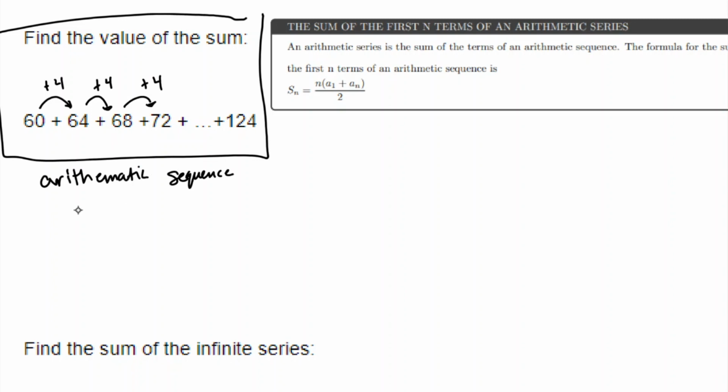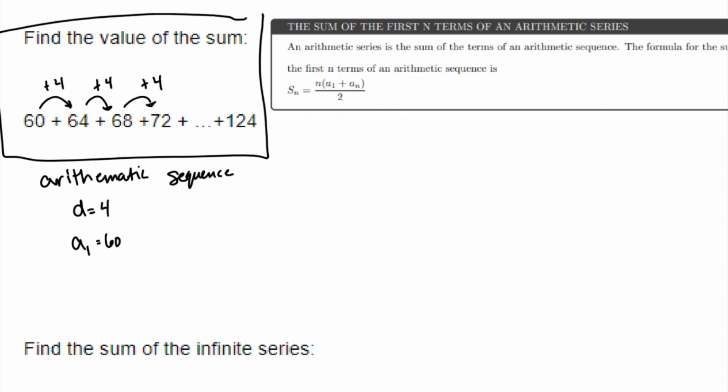Okay, and my common difference here is 4, and my first term is 60, and I want to know what this sum is. Now normally I would just have to keep adding, okay, 60 plus 64 plus 68 plus 72 plus 76 plus 80 plus 84 plus 88, on and on and on until I get to 124. And that would definitely work, but it would be a bit time consuming, and I'd likely be making a calculator error somewhere because I'm typing in so many things to my calculator.